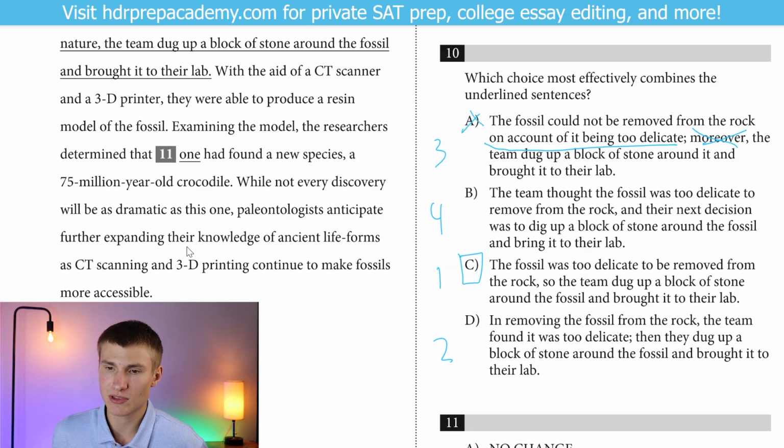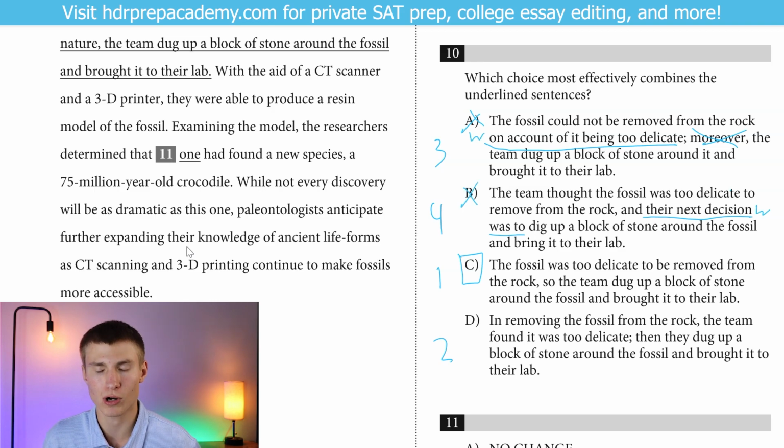Looking at B, the team thought the fossil was too delicate to remove from the rock, and their next decision was to dig up a block of stone around the fossil and bring it to their lab. So the key thing here is when they say and their next decision was to, that's also something that's very wordy. Okay, so I'll go ahead and put W's next to those because they're wordy. We don't want to pick an answer choice that's wordy. We want to be as concise as we can without losing the correct meaning.